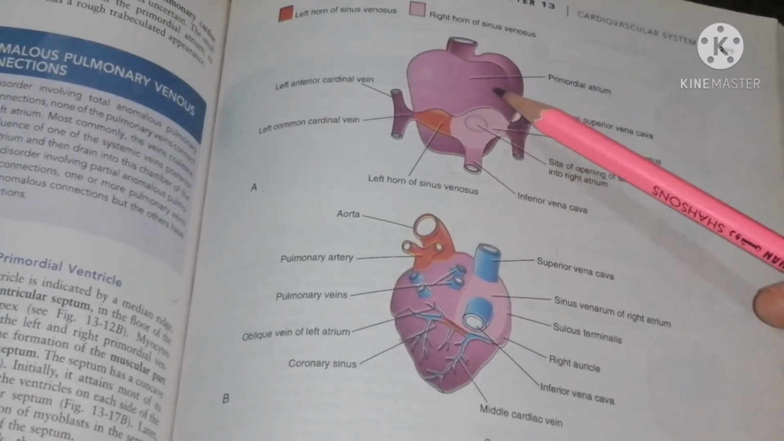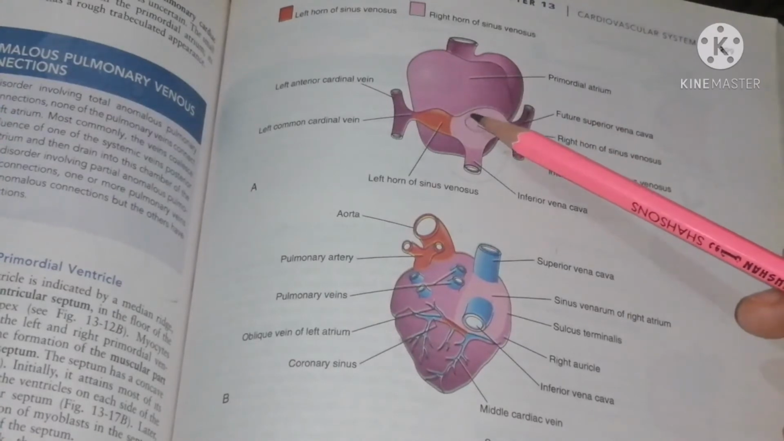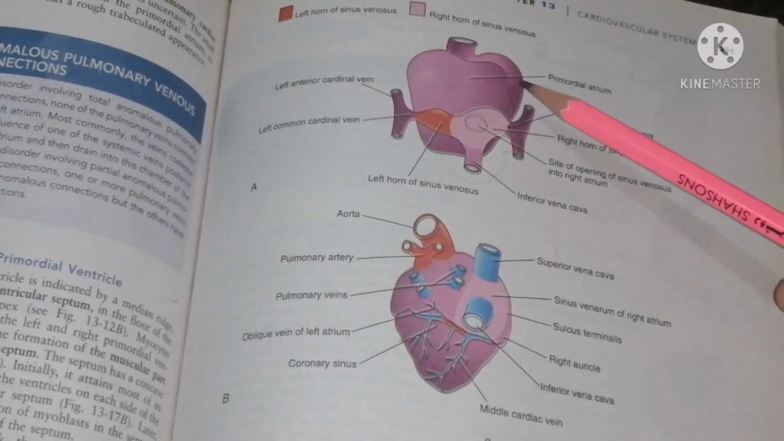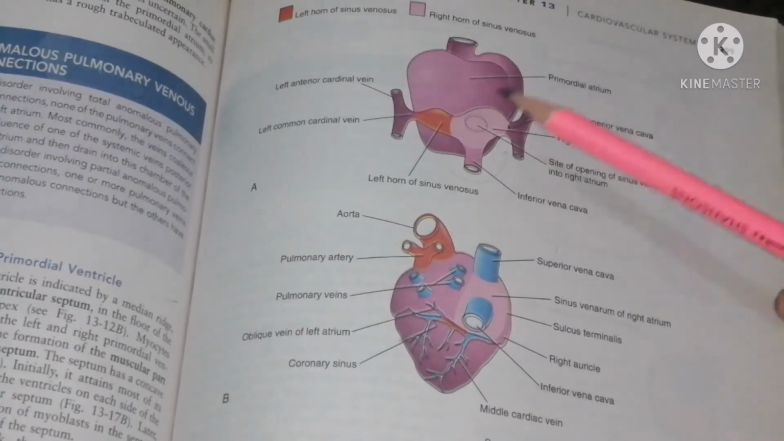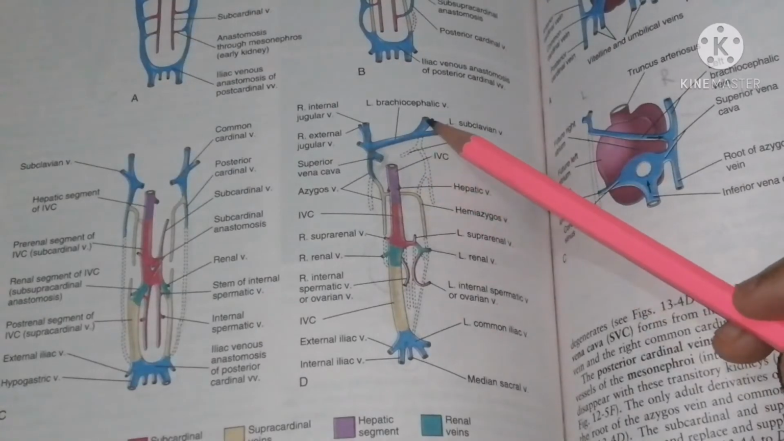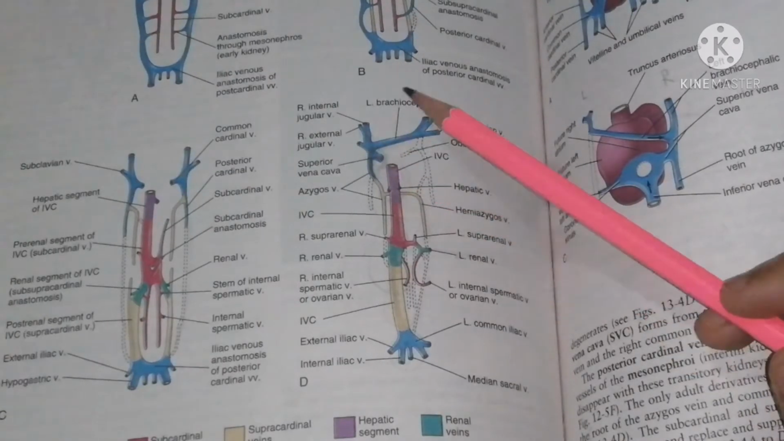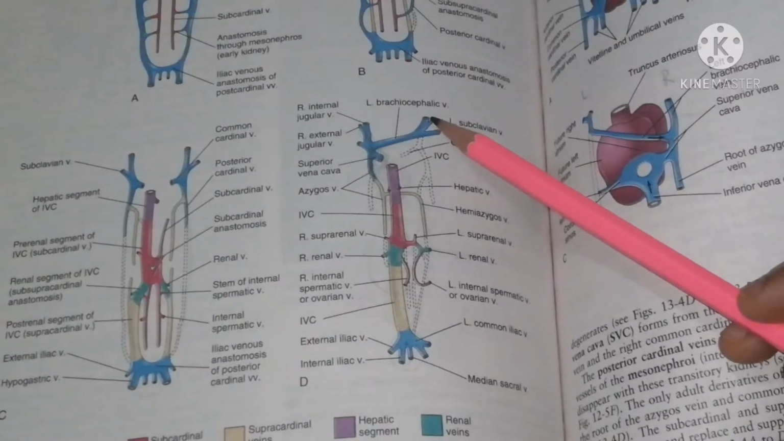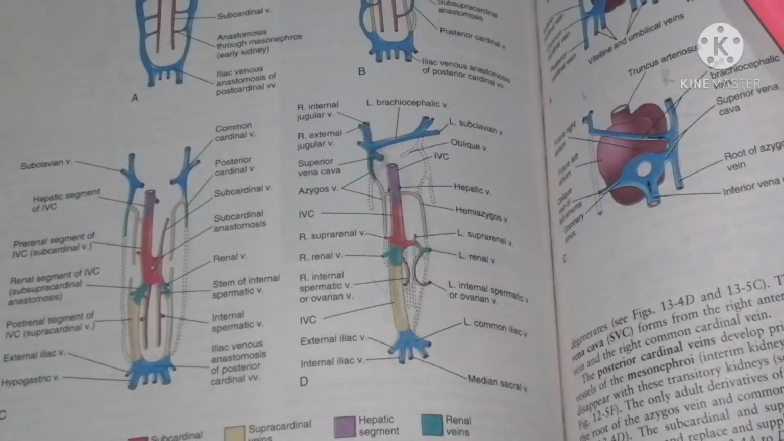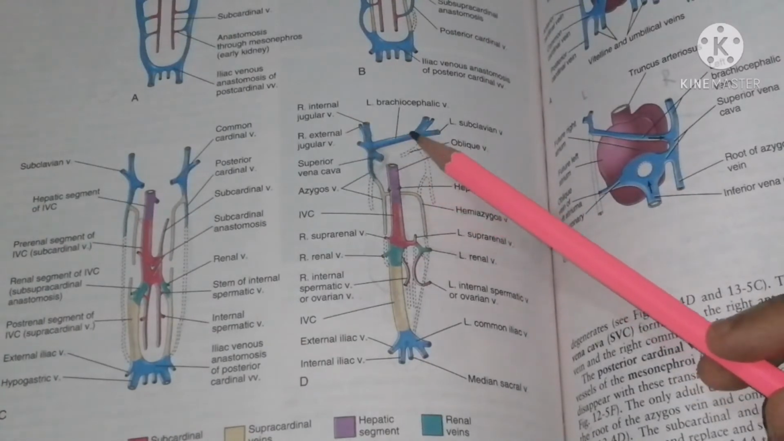These two left to right shunts are developed by the transformation of the umbilical veins and the vitelline veins, and the second one is caused by the anastomosis between the two anterior cardinal veins. Let me show you. This is the anastomosis between the two anterior cardinal veins, which shunts blood from the left side towards the right side. And this shunt becomes the left brachiocephalic vein.